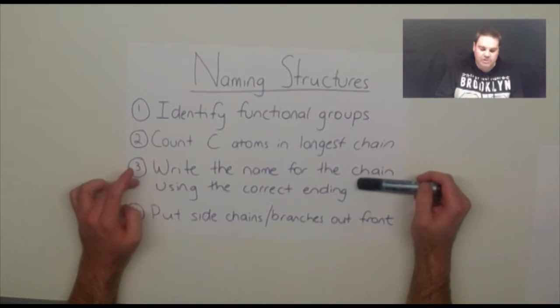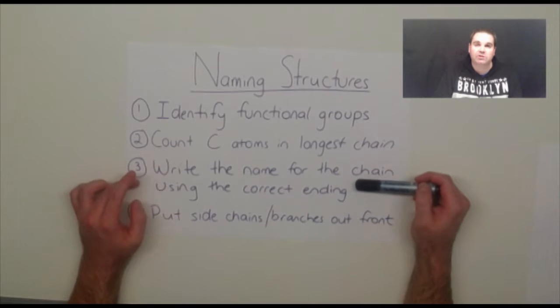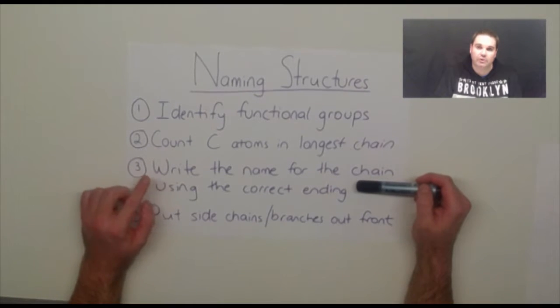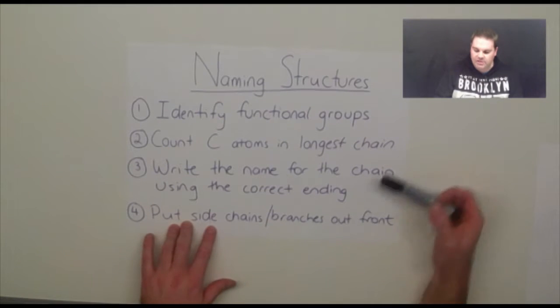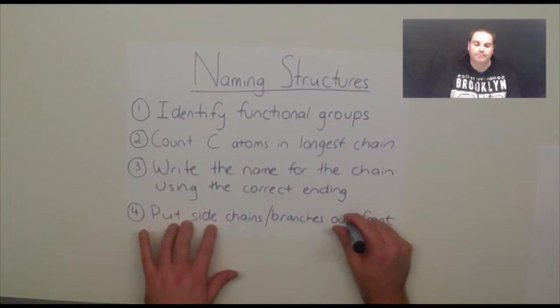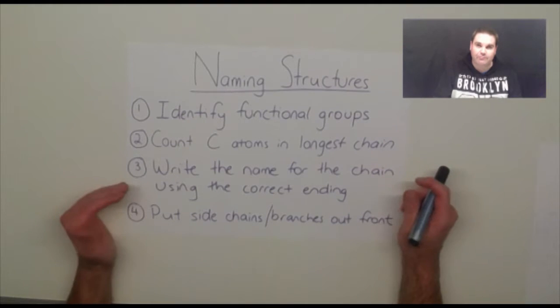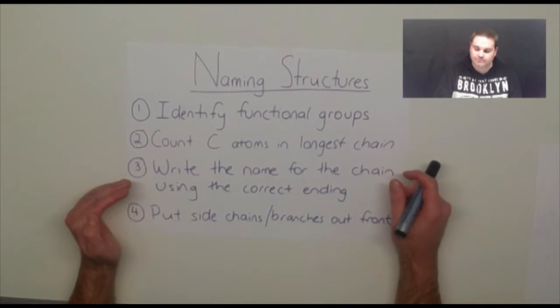Then write the name for the longest chain using the correct ending. When you're looking for the chain, make sure you have a look at any side branches, because sometimes the chain kinks as you go through. It's not necessarily in a straight line. Then put your side chains and branches out the front when you're naming it. Follow those steps every time, and you should be fine.